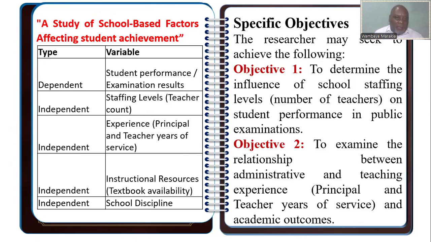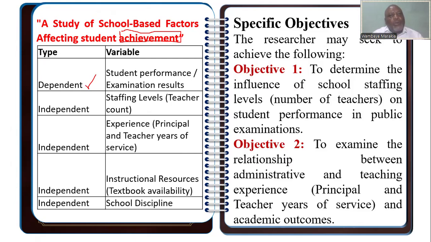When you look at this topic, you must be able to get the independent variables and the dependent variables from this topic. The dependent variable from this topic will be the student performance or examination results, because we are talking about achievement.